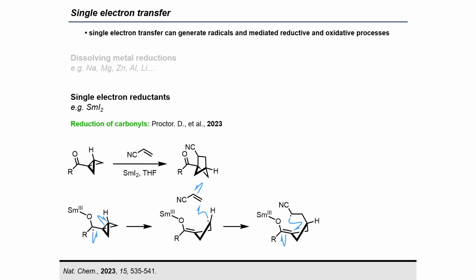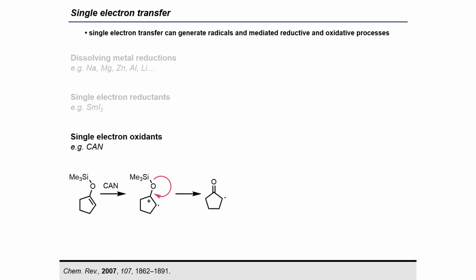In this process, the ketone is reformed, meaning that samarium iodide is only required in catalytic amounts for this net redox neutral process. Inorganic single electron oxidants like ceric ammonium nitrate, or CAN, are also widely used in organic synthesis.